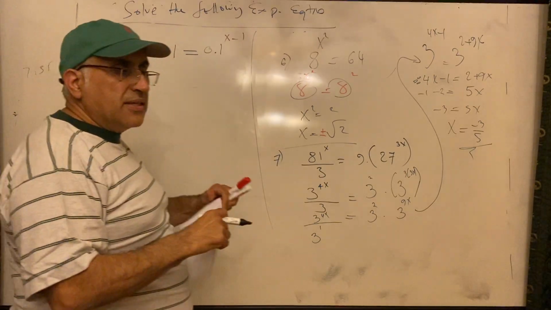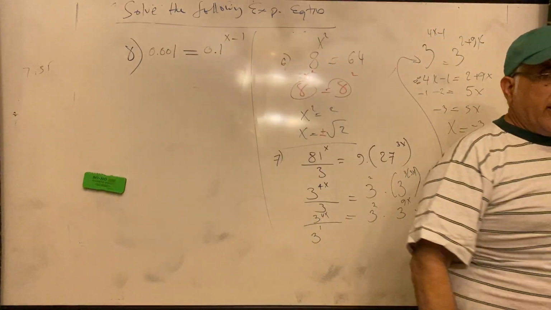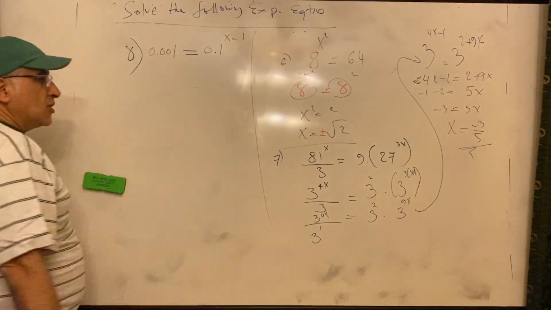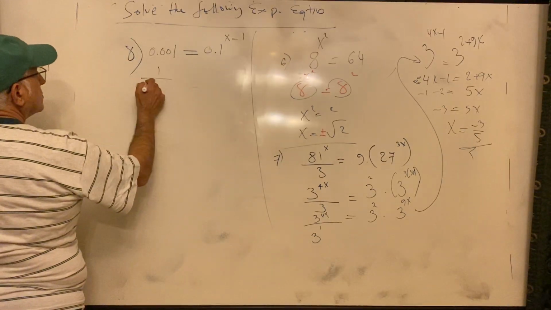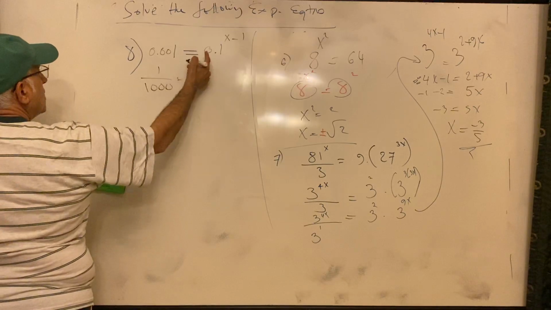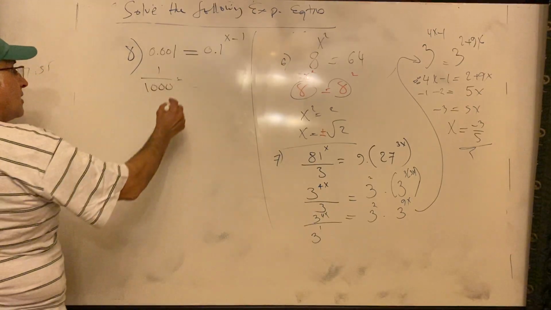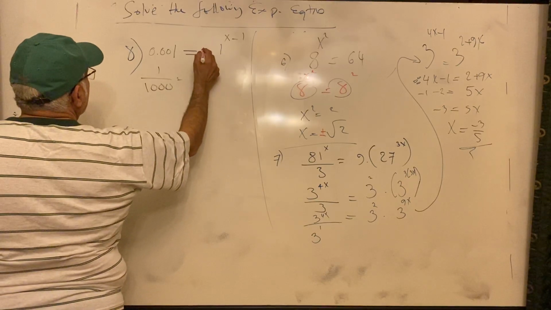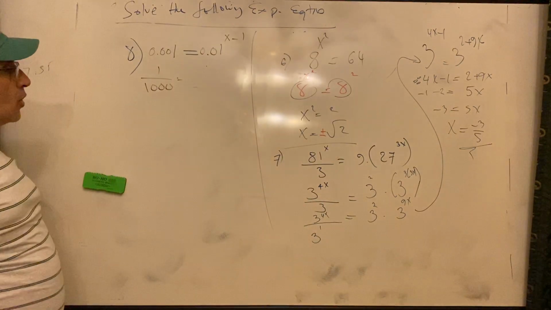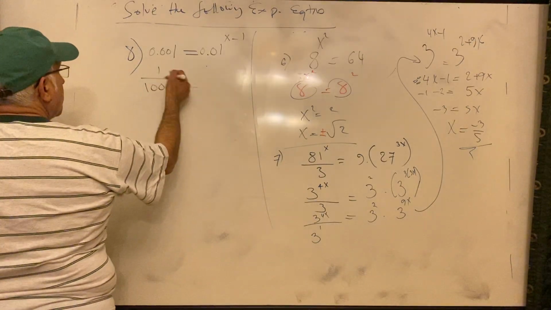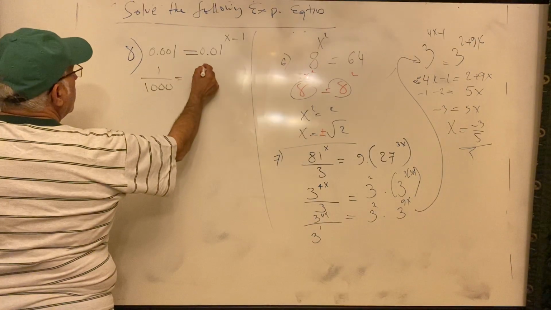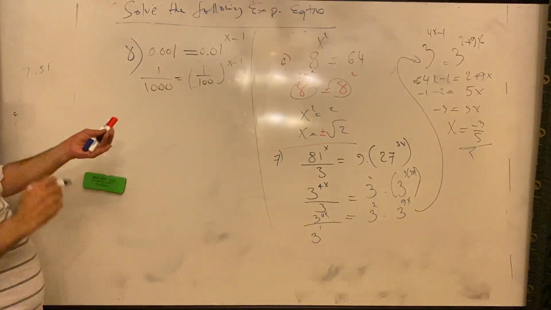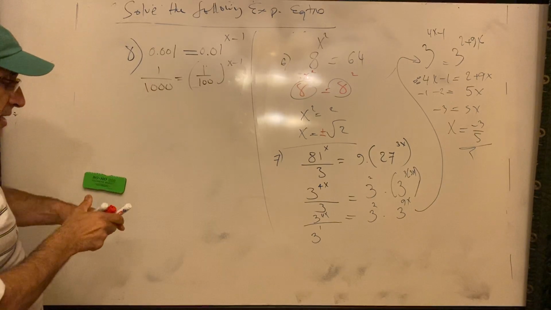I know people, when they see decimals, they always go to the calculator. It's a funny question, simple. What is 0.001? It's 1 over 1,000. What is 0.1? 1 over 10. Why don't we make it simple? No, harder. 0.01 is 1 over 100. So 1 over 100 all to the power x minus 1. What does 1,000 mean? 1,000 means 10 to the power 3.